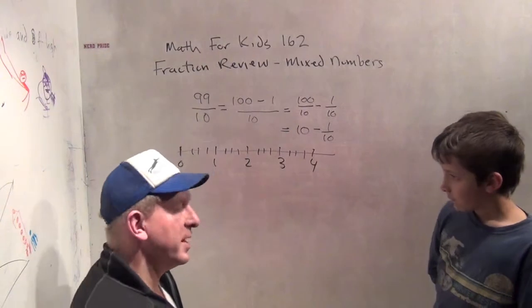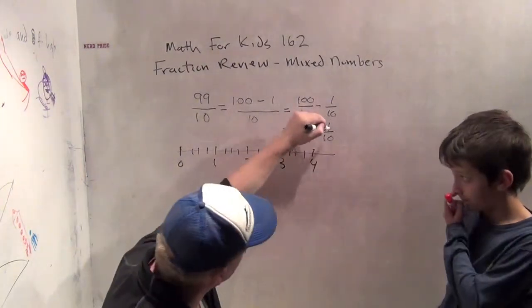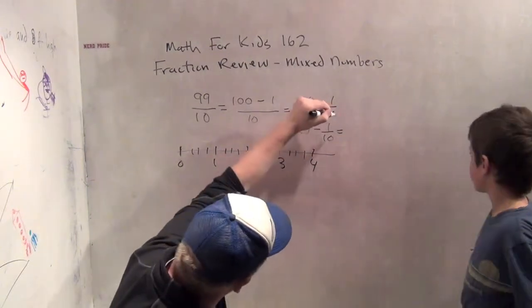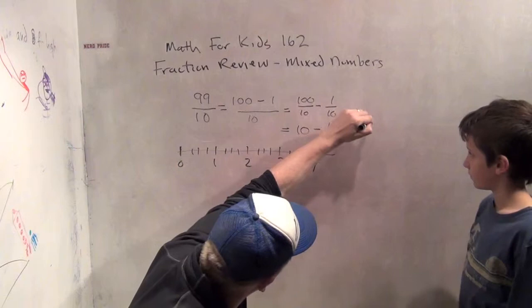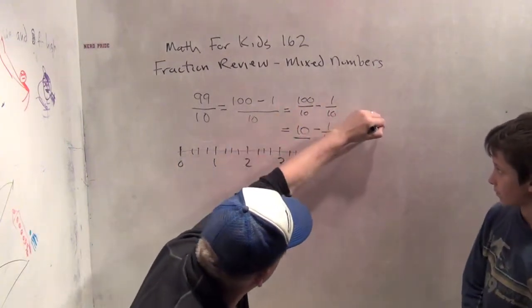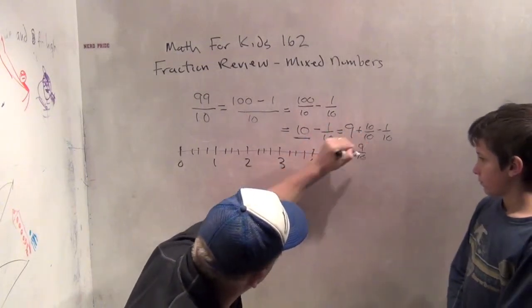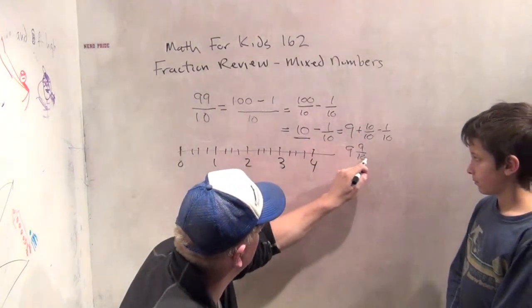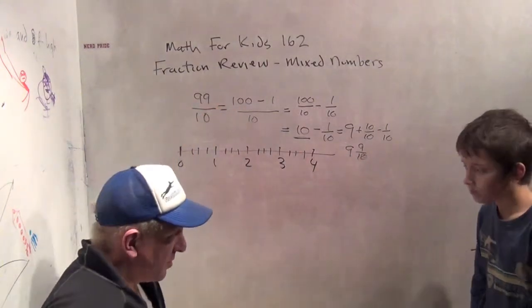Now we have to figure out what 10 minus 1 tenth is. It's 9 and 9 tenths, and that is because 10 is the same as 9 plus 10 tenths, minus 1 tenth. So we get 9 and 9 tenths. Sometimes it's easier to go to the multiple that's just a little bit above. Sometimes it's easier to go to the multiple that's a little bit below.